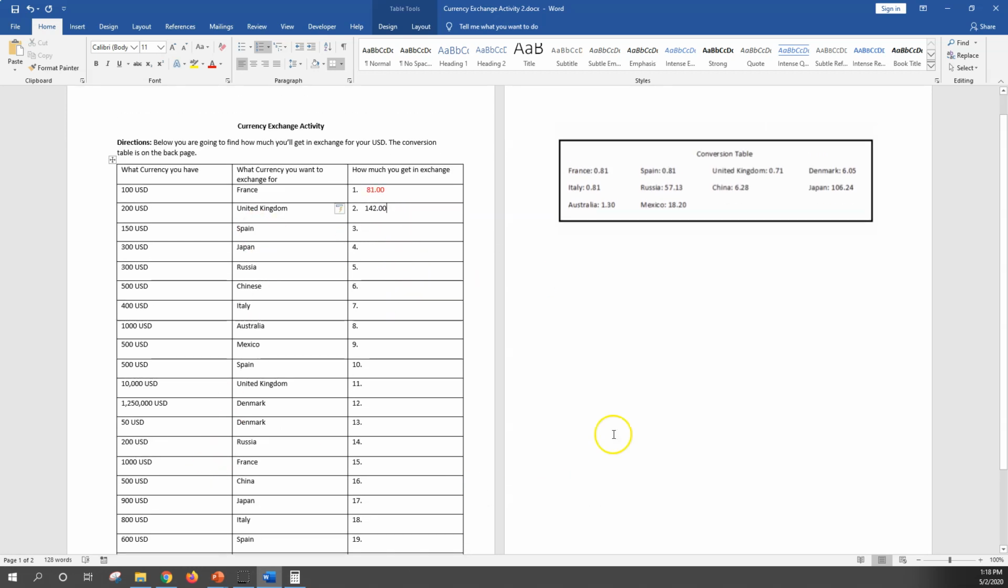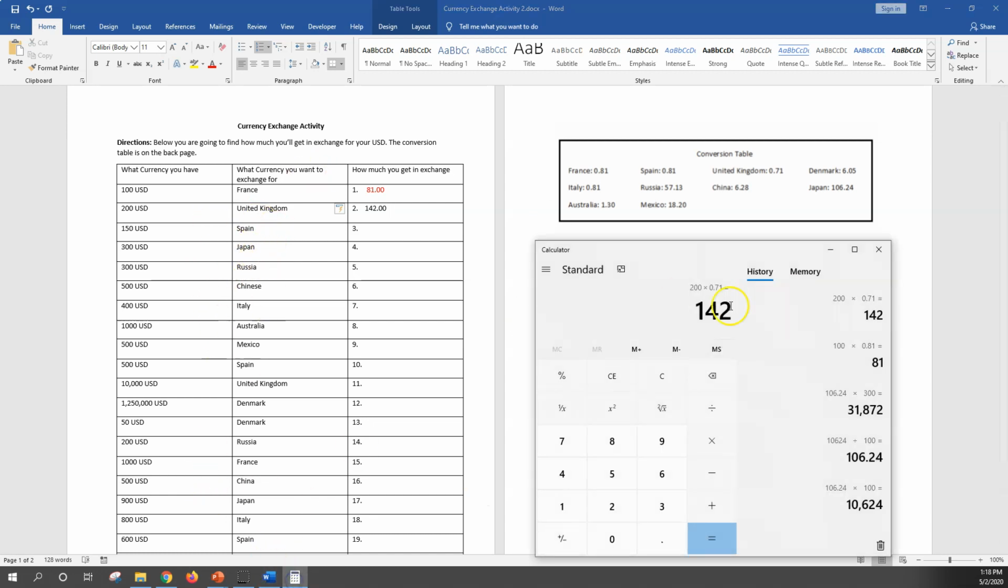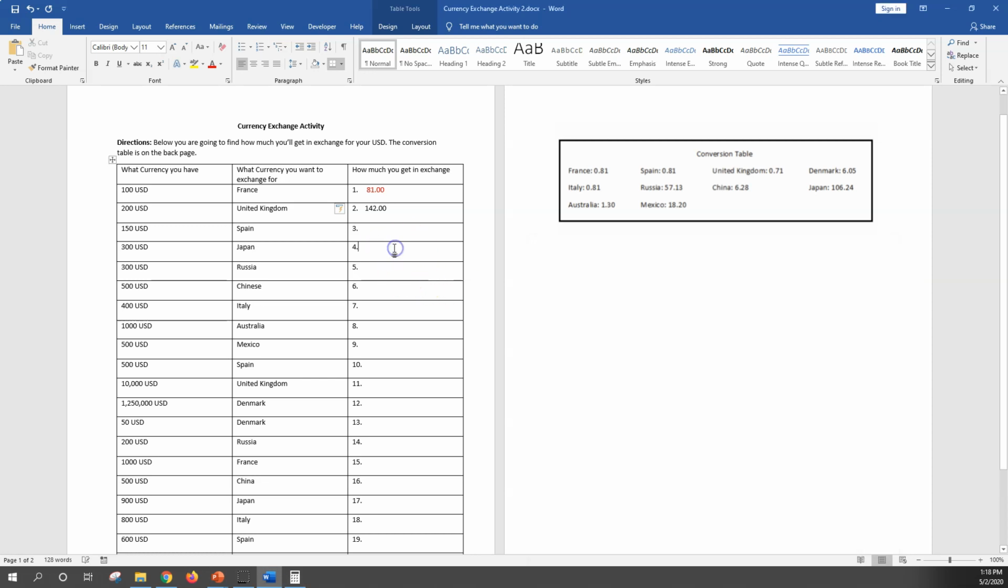And the same thing works for even all of these, including stuff like Spain, Japan. Let's do the Japanese one real quick because that'll be a big number. So we have 300 USD. We simply multiply it by 106.24 yen. We'll get 31,872 yen out of that one. So, and then you simply just type it out at that point and you'd be good to go.